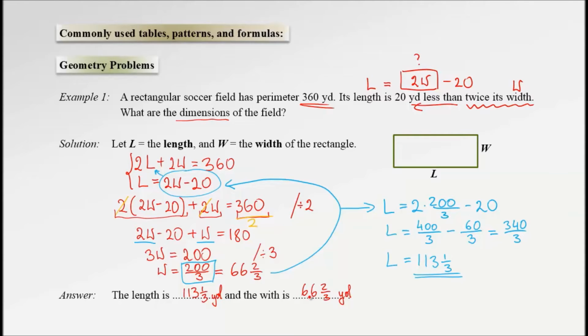Well, how can we check this? If we add these two numbers, the length and width, which is not so bad because 1/3 plus 2/3 will create 1, and then 113 plus 66 will be 179, plus another 1 from fractional parts, it will be 180, and 180 is exactly half of 360, so yes, that makes sense.